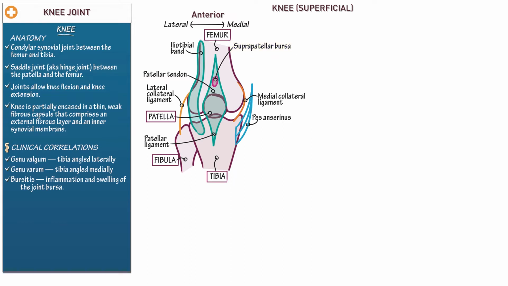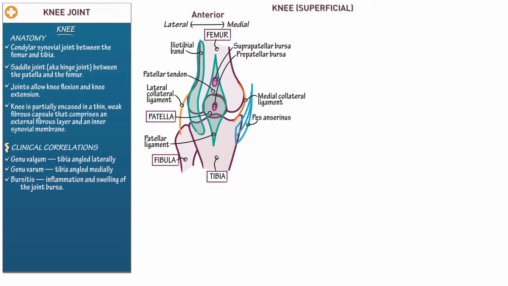It is clinically important to realize that this large bursa is continuous with the knee joint, because this anatomical continuity allows spread of infection from the bursa to the joint. Next, show the prepatellar bursa, which lies superficial to the patella.